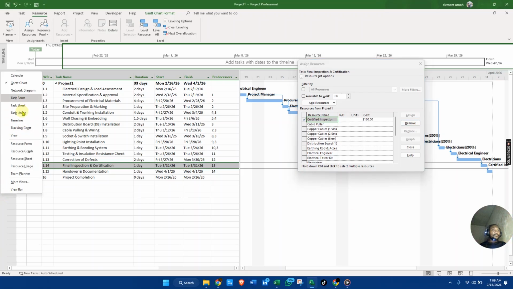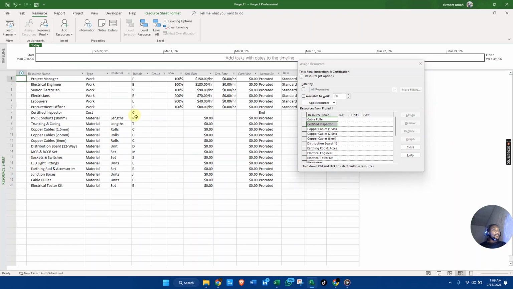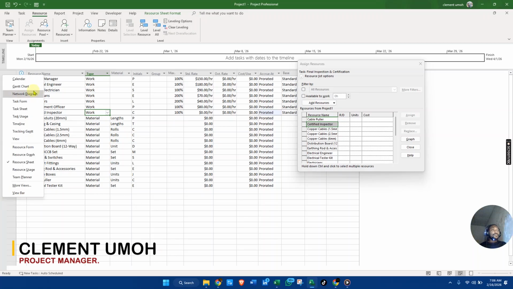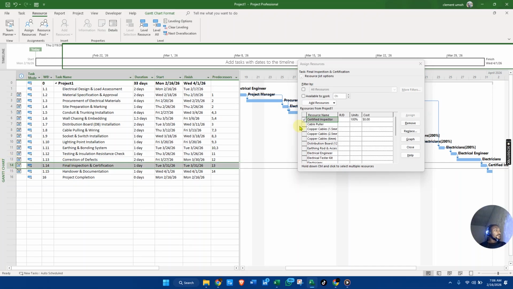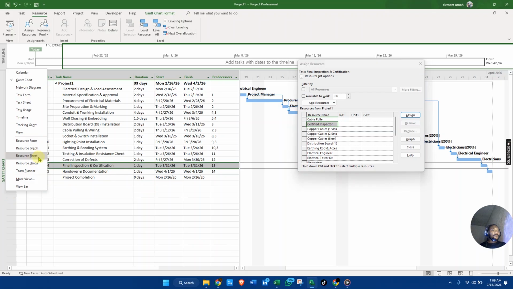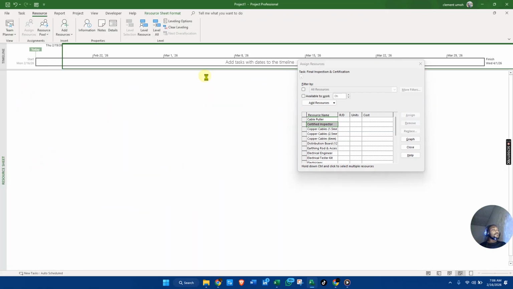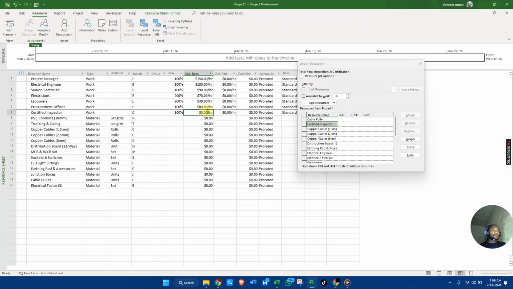Let me change him. The money is too small. Let me change him to work. So our inspector general. Let's remove him. Let's assign him. I didn't put a cost price on that guy. I didn't put the cost price for him here. So this should be 160.